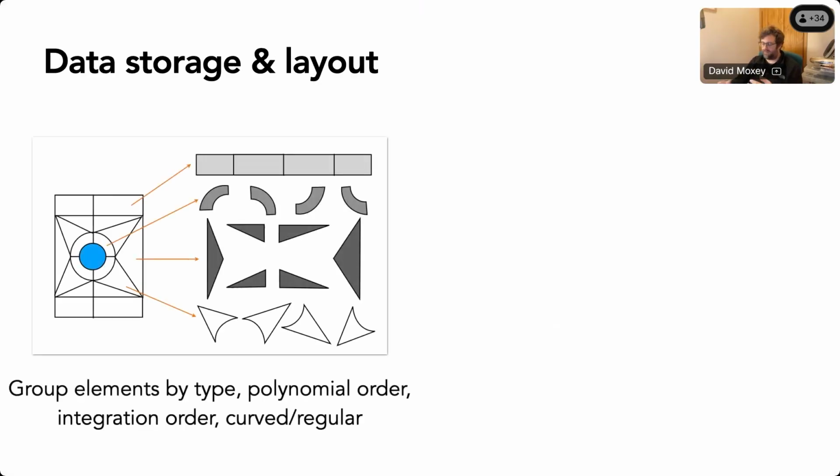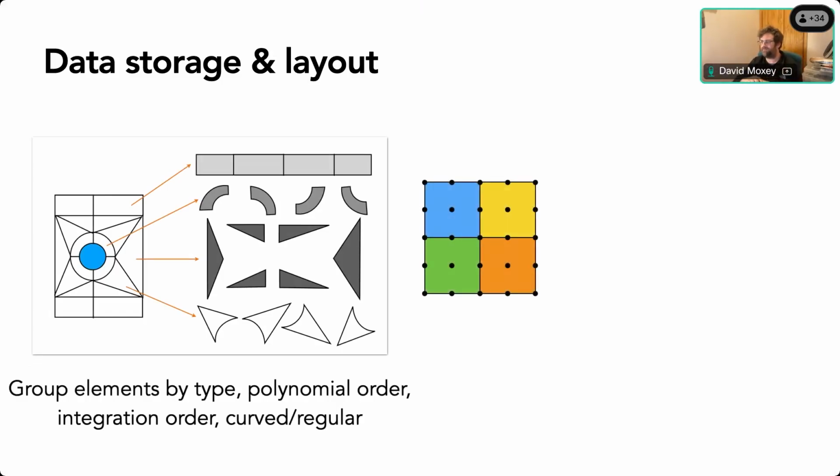So when we were going about the implementation or re-implementation of a lot of stuff, we've made some key choices. The first is an obvious one, which is to take all the elements you have and then group them in as best you can. Particularly by the type of the element, polynomial order, what integration order you're interested in, and whether that element is what we call curved or regular, i.e. the Jacobian is constant in space or varies in space.